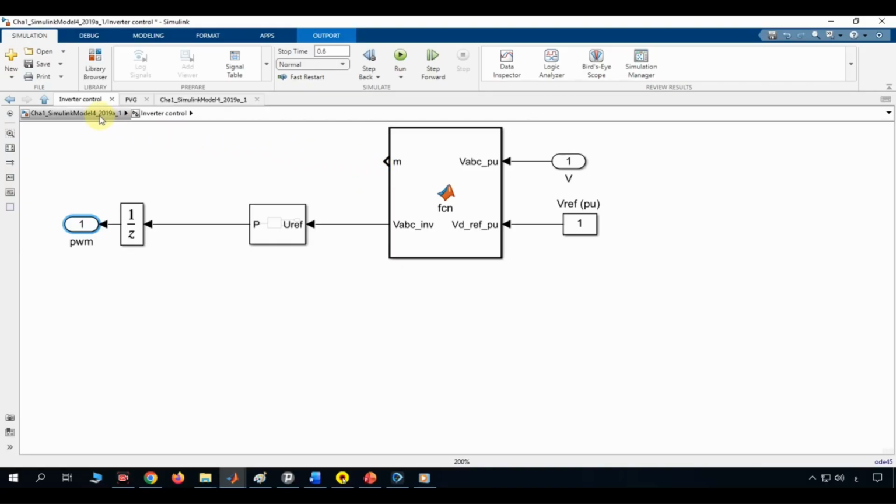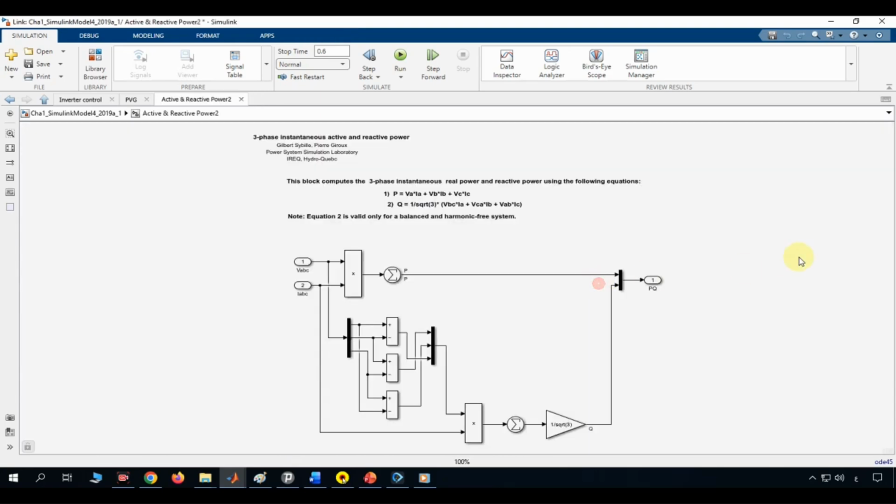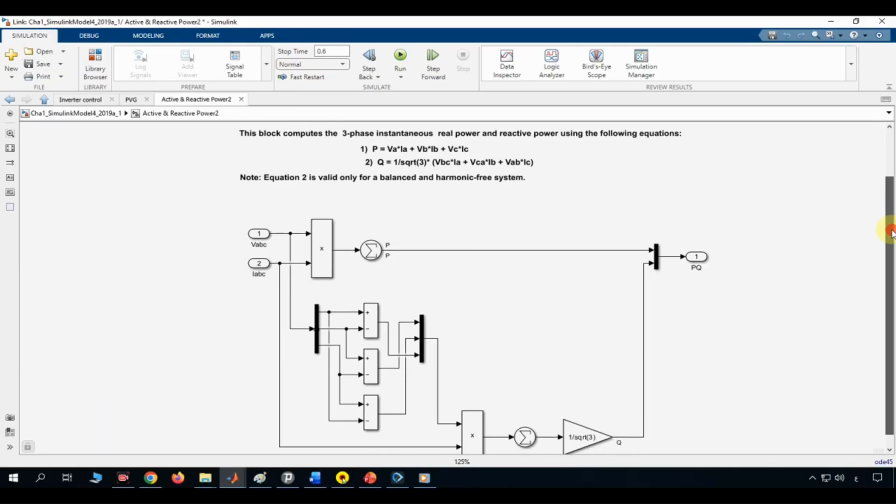Every grid-connected inverter needs to know two numbers at every single instant: how much real power it's delivering and how much reactive power it's exchanging with the grid. This block computes exactly those two numbers directly from the three-phase voltage and current measurements, using nothing but multiplications, additions, and one simple scaling constant. In this video, we're going to walk through both equations this block is built from and trace exactly how the diagram implements each one. Let's get into it.